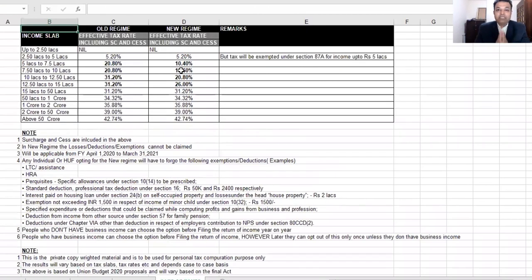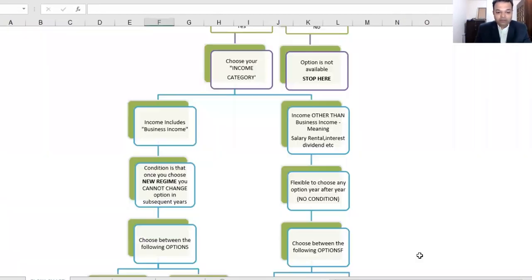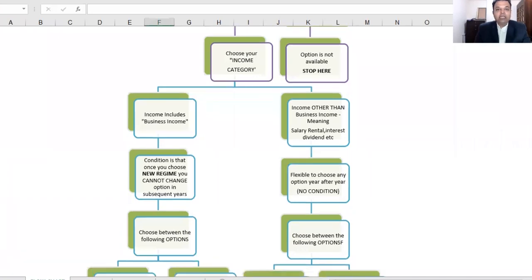Now, please understand and take this step by step. Don't hurry. This is the old regime and here are the tax rates. This is the new regime. Here are the tax rates. Now, let's come back to the flowchart. As I said, in the old regime, you will be sticking to the old tax slabs, which I explained. In the new regime, what the government is saying is, number one, I'm going to give concessional rates of tax for certain slabs. Number two, they are not allowing you certain expenses, losses, deductions, etc.